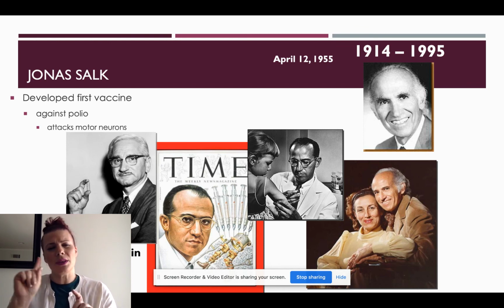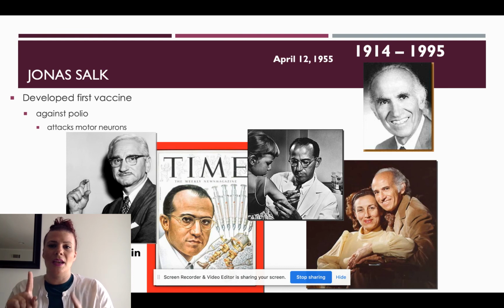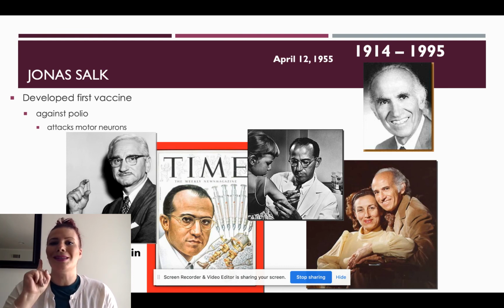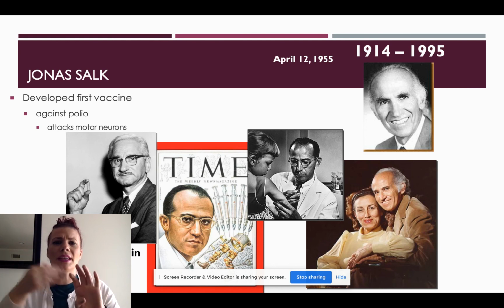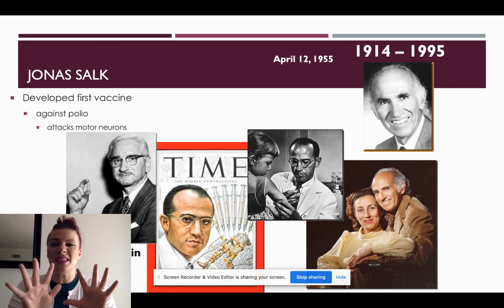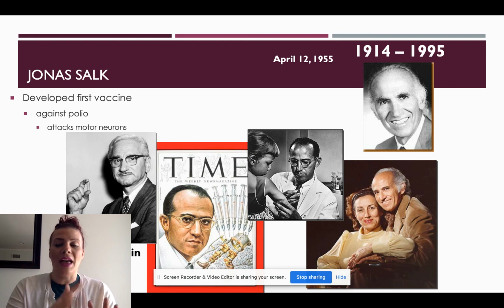Now, the difference between the Salk vaccine and the Sabin vaccine: the Salk vaccine was a dead version of polio and had to be injected, which means you would have to get a booster shot to continue that immunity. Sabin's was actually a weakened version of that, and so you would not have to boost it as often. It would last longer. Okay, just to give you an idea.